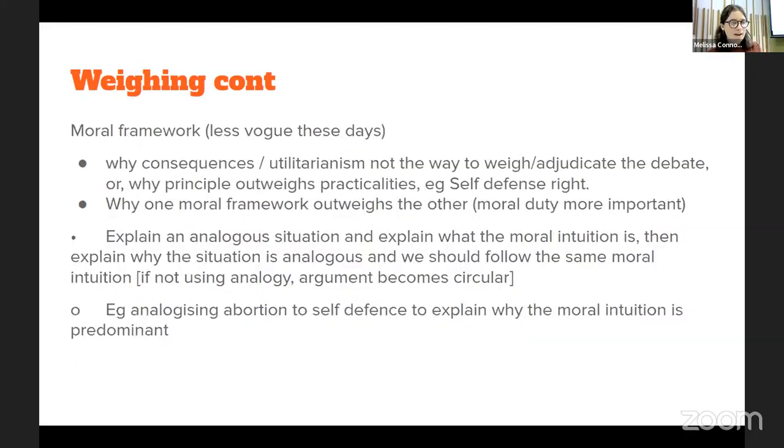The last thing on weighing, which I've noticed is a bit less in vogue these days, but in certain debates you might want to chuck in a bit of principles and moral framework.